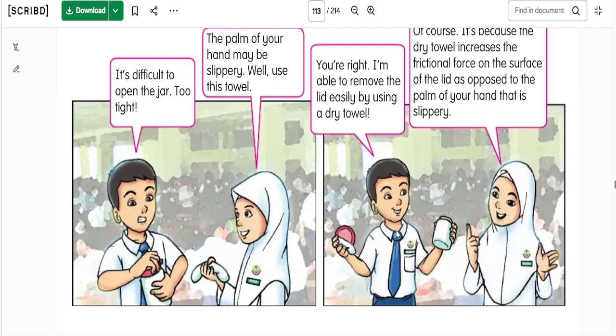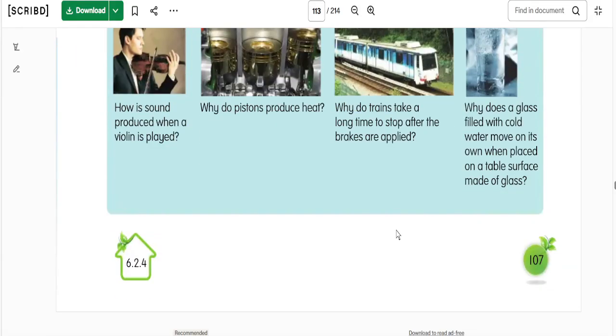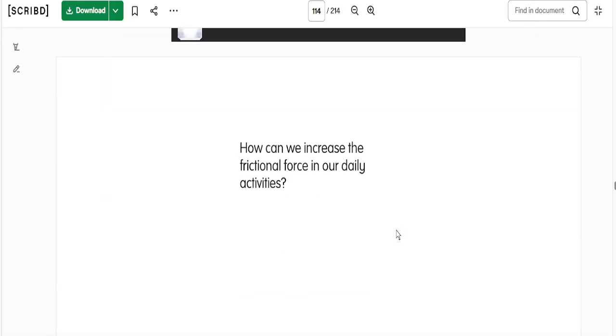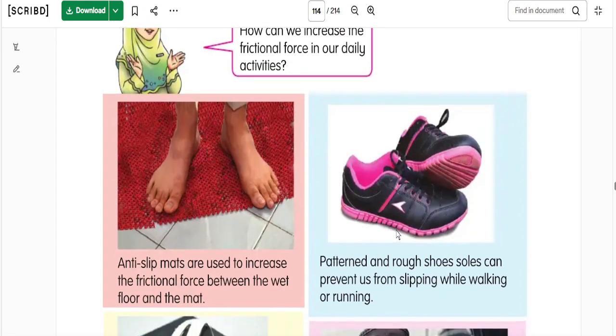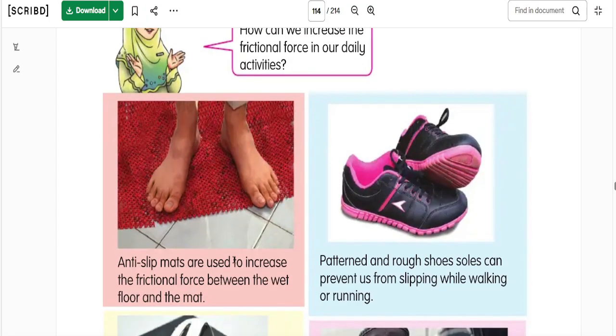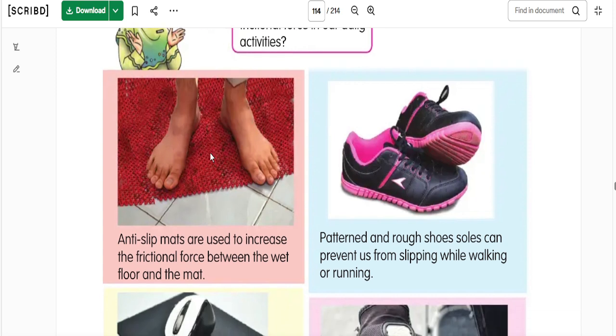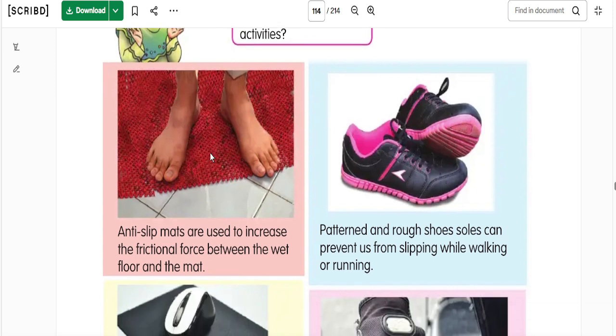Using the towel, right? So basically, if we put anti-slip mats, we can increase frictional force between the wet floor and the mat, right? Like we always keep these mats outside the washroom, to increase friction.